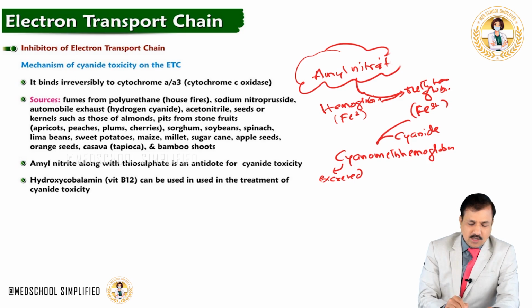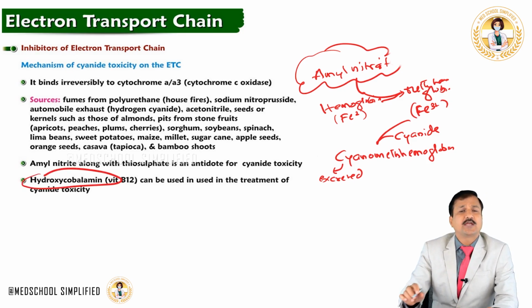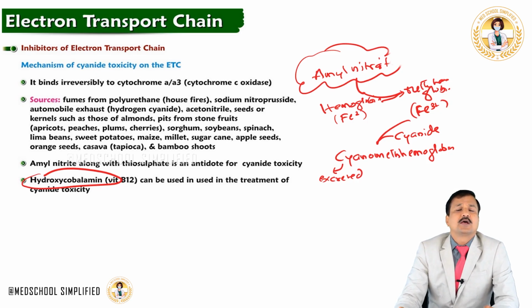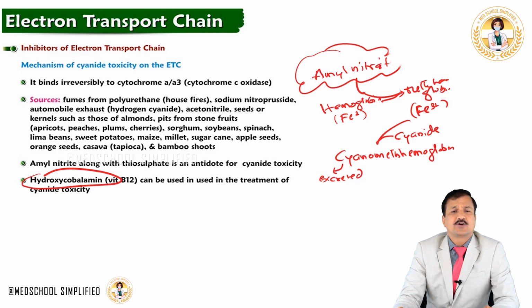And also, cyanoKIT is used in cyanide toxicity. That is, cyanoKIT is hydroxycobalamin, and this hydroxycobalamin can bind with cyanide, become cyanocobalamin, and that's how cyanide can be taken out of the system.